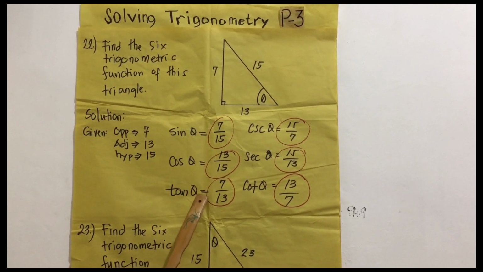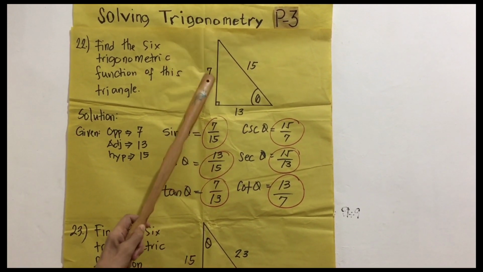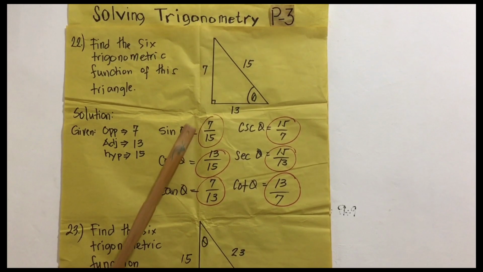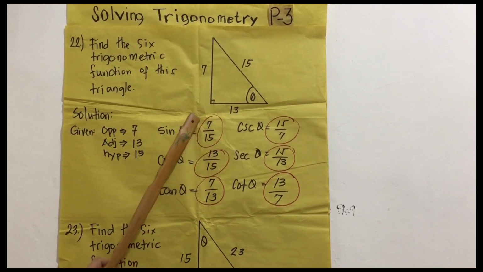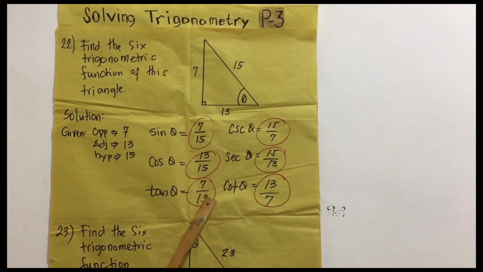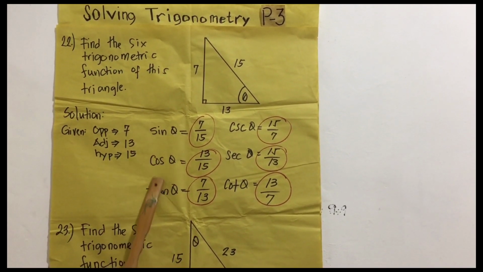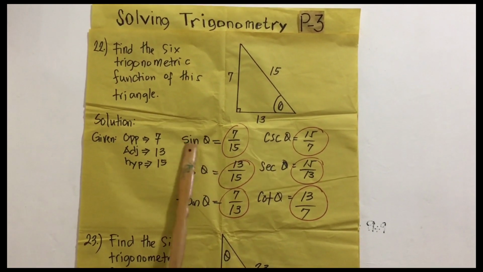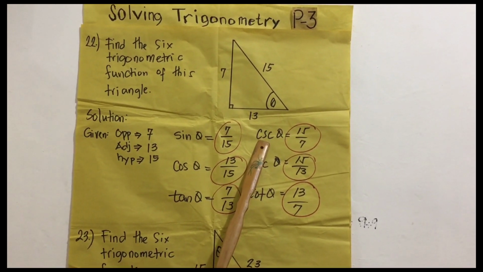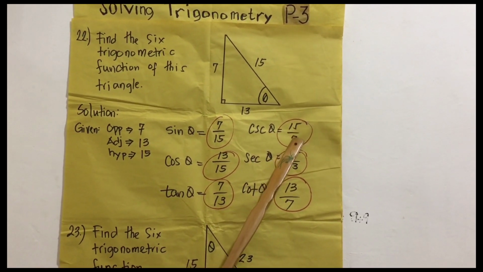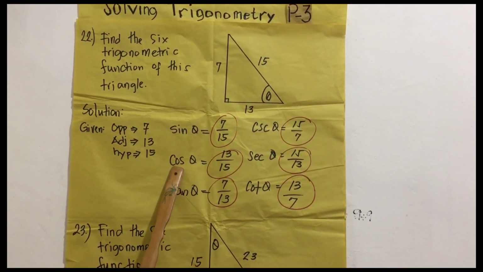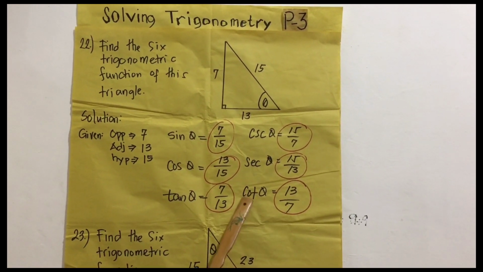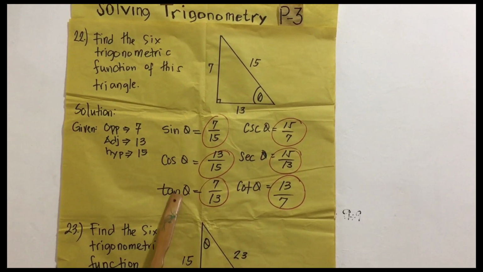And for tangent theta, we have the opposite and the adjacent. So our tangent now is 7 over 13. And upon knowing sine theta, cos theta, and tangent theta, the reverse of sine theta is the cosecant. So the reciprocal of this number is 15 over 7. And for cos theta, the reciprocal is 15 over 13. That will be the secant theta. For the cotangent theta, what you have to do is take the reciprocal of tangent theta.